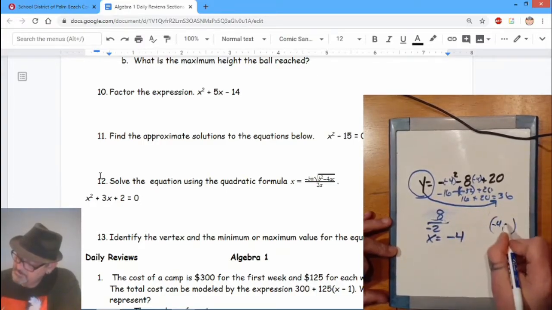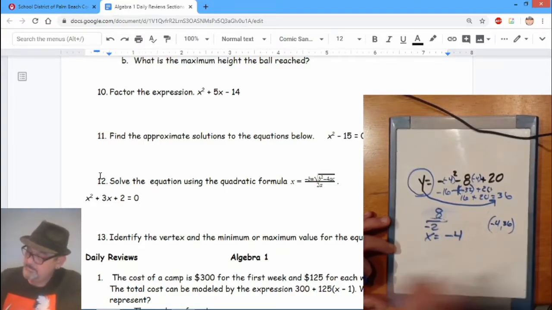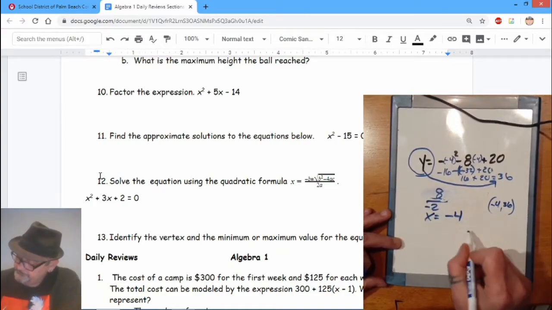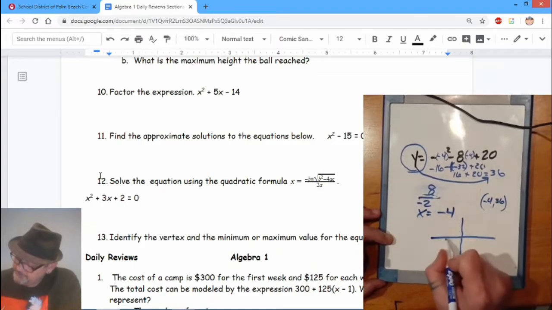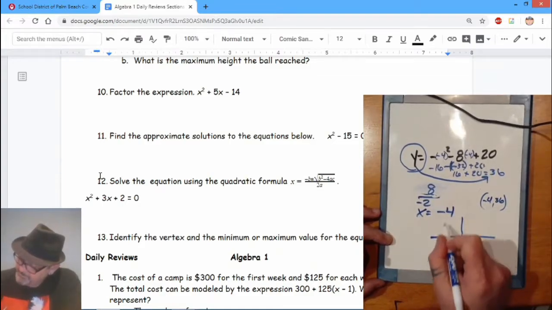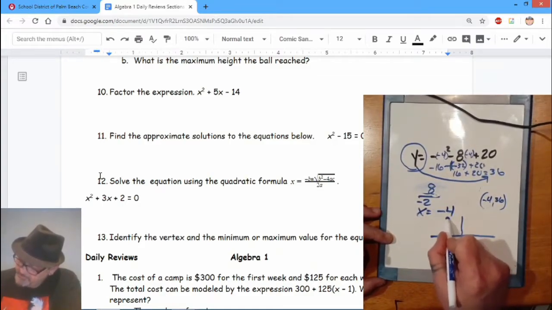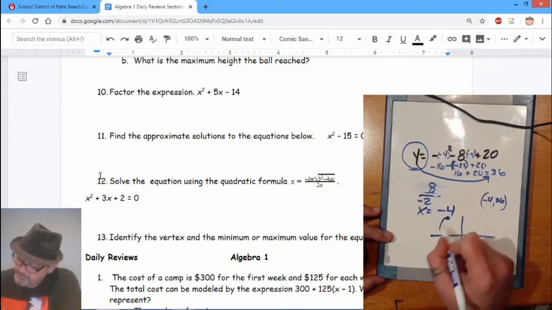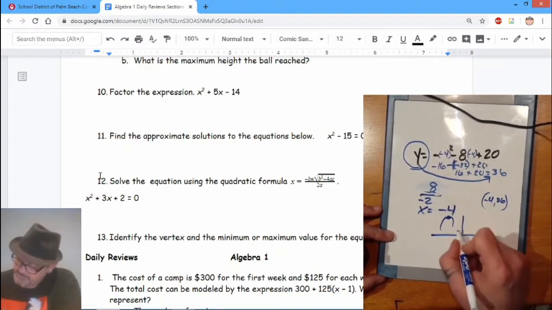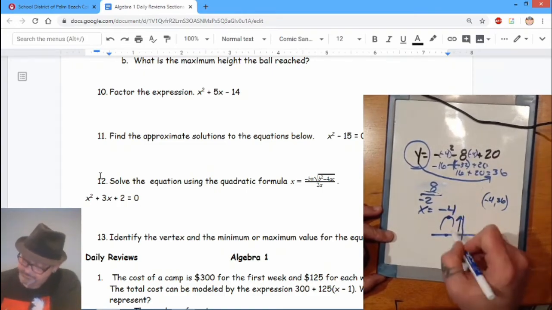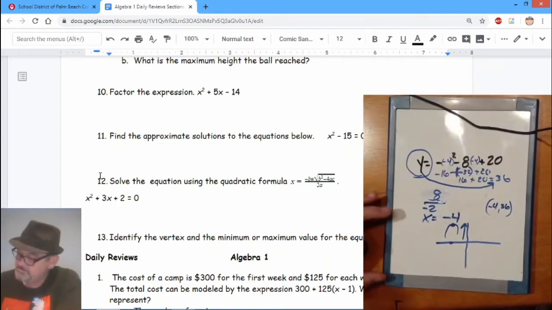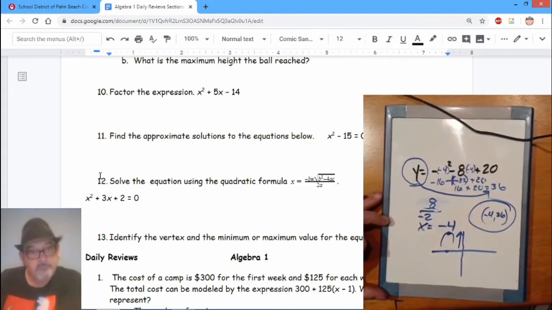So this is 36. And if I were to graph it, x is negative 4, that's over here, and positive 36 would be way up here. But just imagine negative 4 here, and 36 way up, off the graph practically. But that's your answer: negative 4, 36.